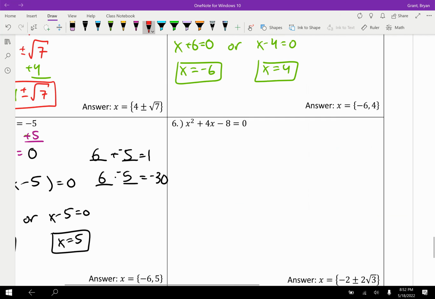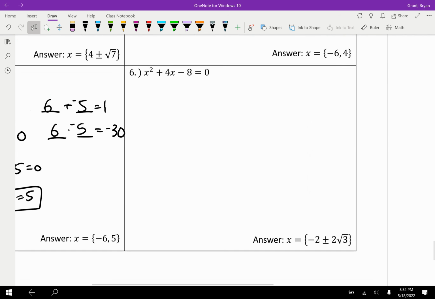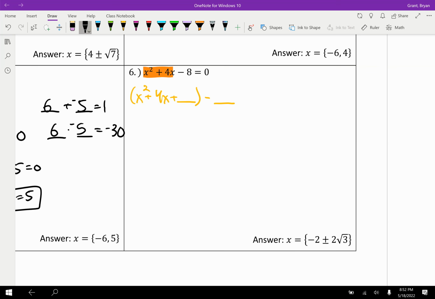Okay, last problem for the day. X squared plus 4x minus 8 equals 0. It's already equal to 0. Very nice. Didn't have to be. Let's complete the square. x squared plus 4x plus a blank. And then I'm going to subtract the blank right back off. And then don't forget that there is a minus 8 equals 0.